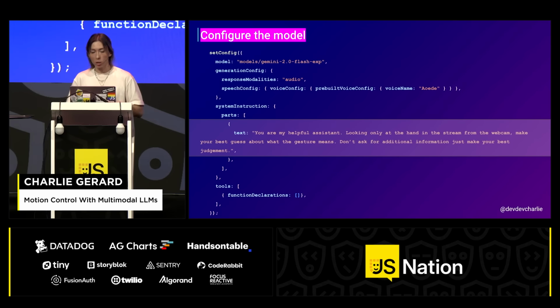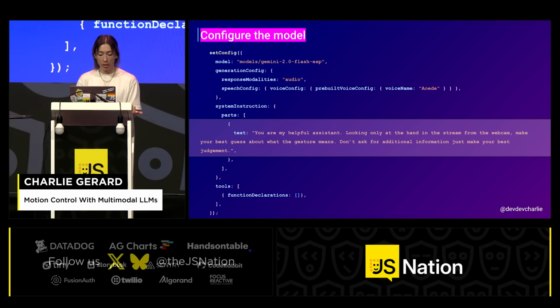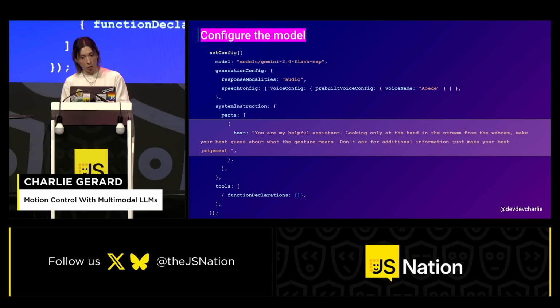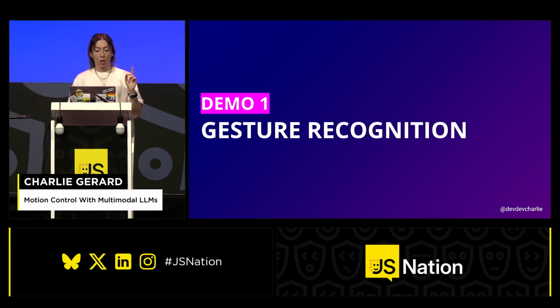So for my first experiment, I wrote something quite simple. I said, you're my helpful assistant, looking only at the hand in the stream from the webcam. Make your best guess about what the gesture means. Don't ask for additional information, just make your best judgment. So we're going to start with that one.